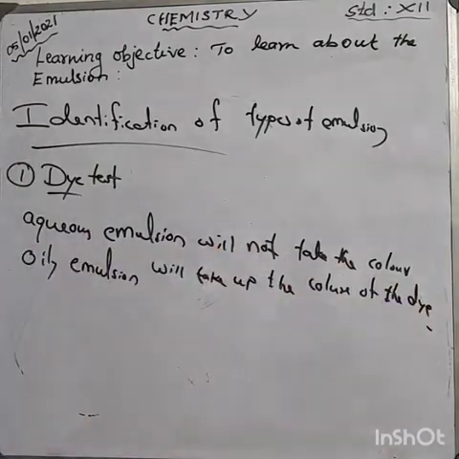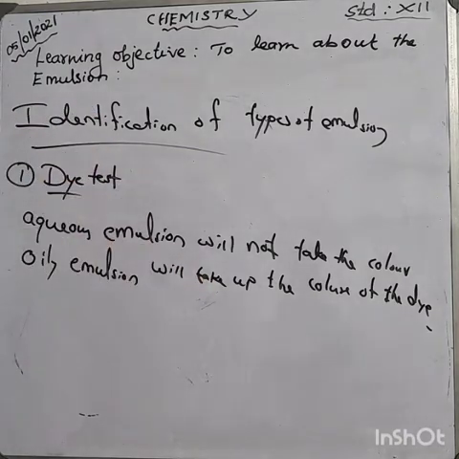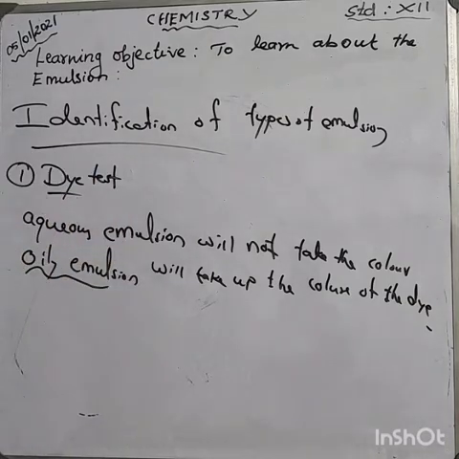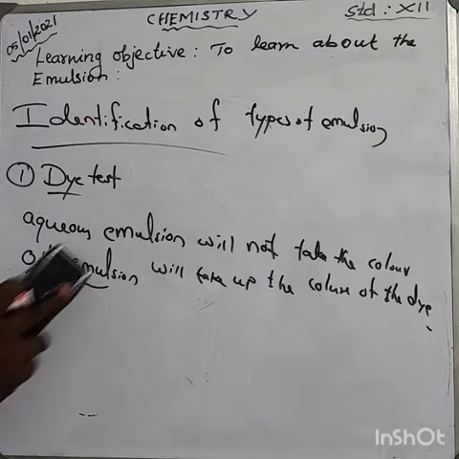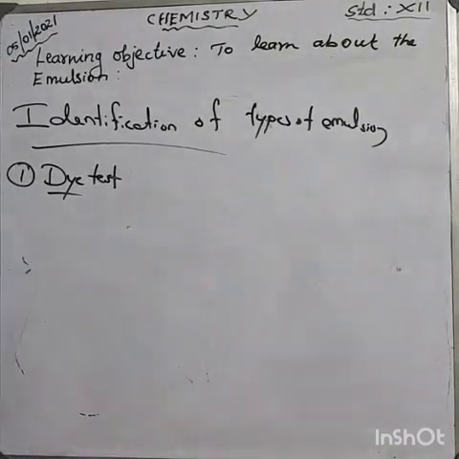So we are using the dye test here. A small amount of dye soluble in oil is added to the emulsion. The emulsion is shaken well. The aqueous emulsion will not take the color, whereas the oily emulsion will take up the color of the dye. This is the dye test. The second one is the viscosity test.